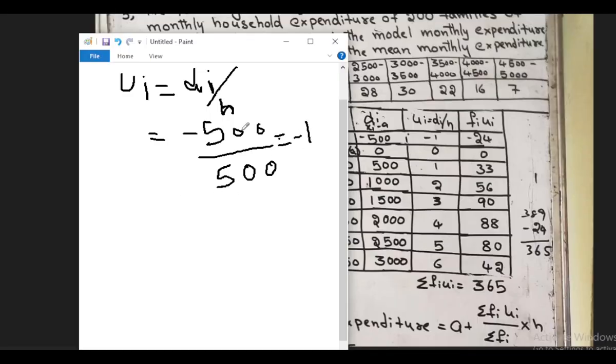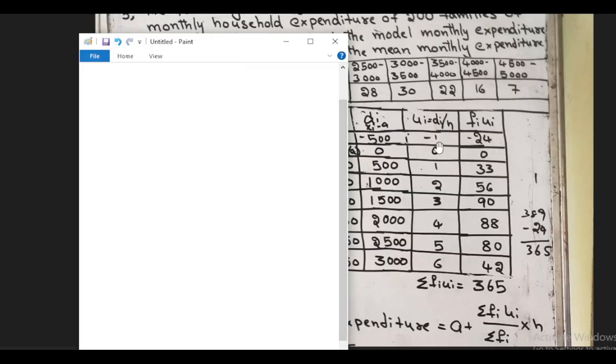The first class: 0 divided by 500 equals 0. Next, 500 by 500 is 1, 1000 by 500 is 2, 1500 by 500 is 3, 2000 by 500 is 4, 2500 by 500 is 5, 3000 by 500 equals 6. So like that, here we got the step deviations.